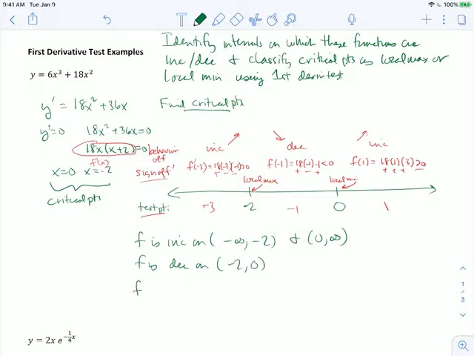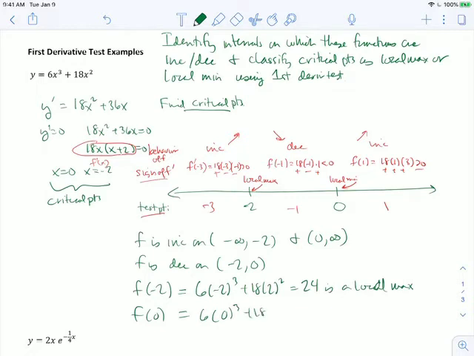And f of negative 2, which if we plug in, sorry, not doing the right thing there. F of negative 2 is going to be 6 times negative 2 cubed plus 18 times 2 squared. If you do the arithmetic, I believe that turns out to be 24. This is a local max value. And f of 0, and that's pretty clearly 0, is a local min.